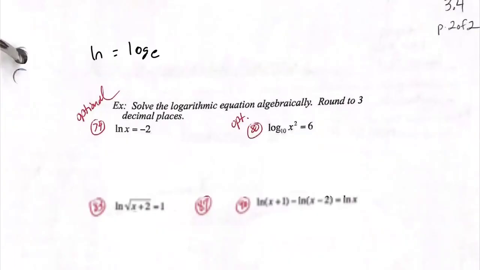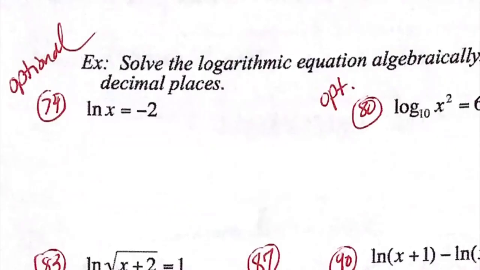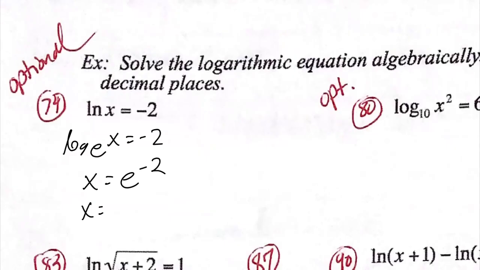Moving on, almost done. So solve the logarithmic equations algebraically, rounding to 3 decimals. ln of x could also be written as log base e of x. So in this case, ln of x equals negative 2, which can be written as log base e of x equals negative 2. Convert logarithm to exponential. So x is equal to e to the power of negative 2, which when you plug into the calculator, you'll get 0.135.